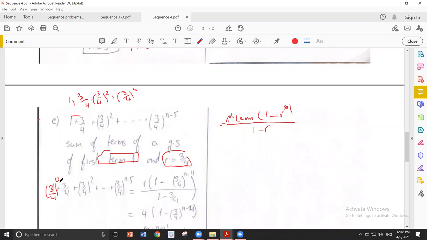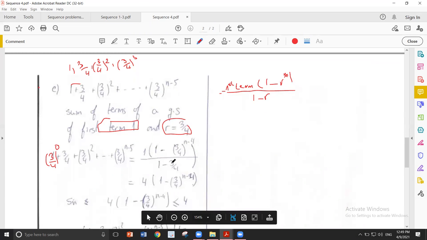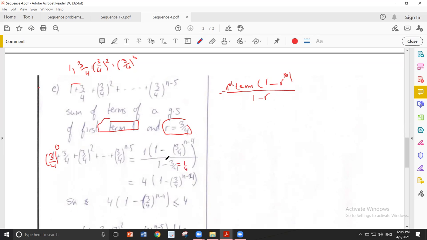Every number to the power 0 is 1. Okay, so we keep that n minus 4: n minus 5 minus 0 plus 1 each time. Then over 1 minus 3 over 4, that is over 1 minus r. 1 minus 3 over 4 is 1 over 4, so it becomes 4 into 1 minus 3 over 4 to the power n minus 4.